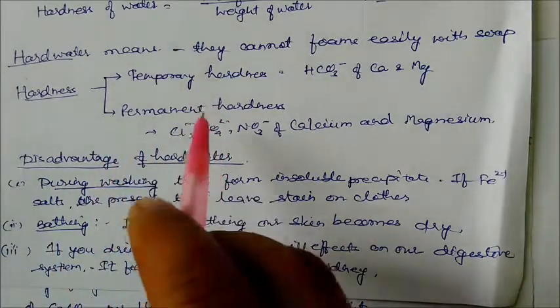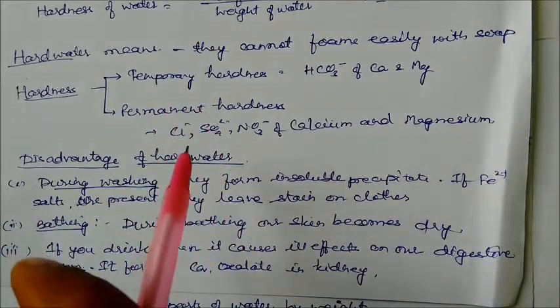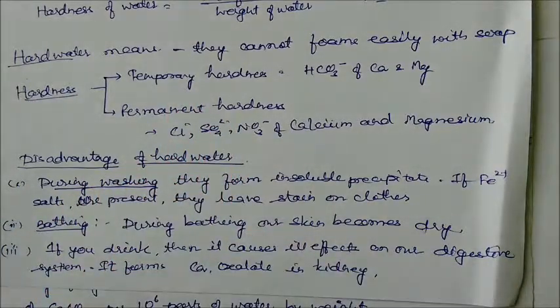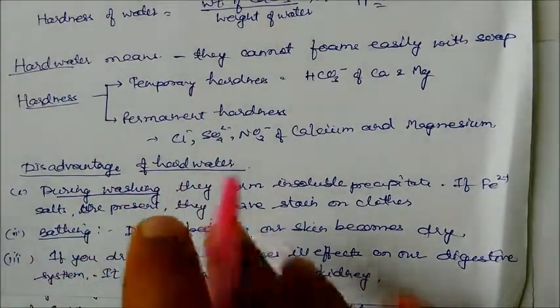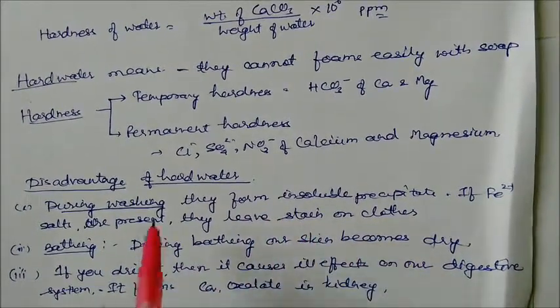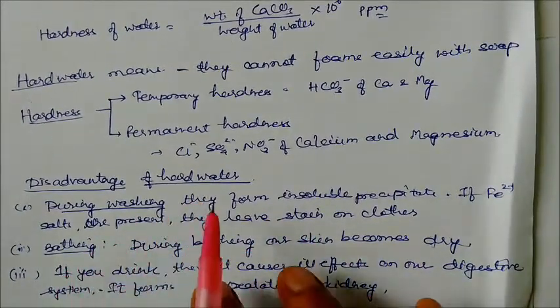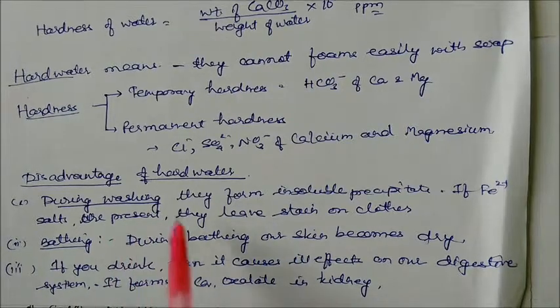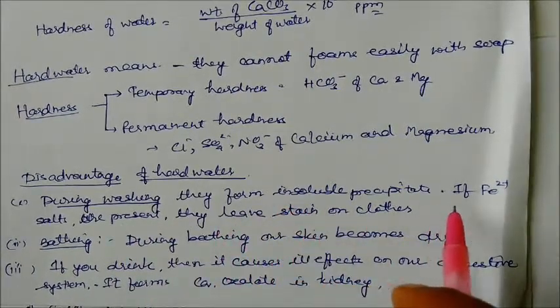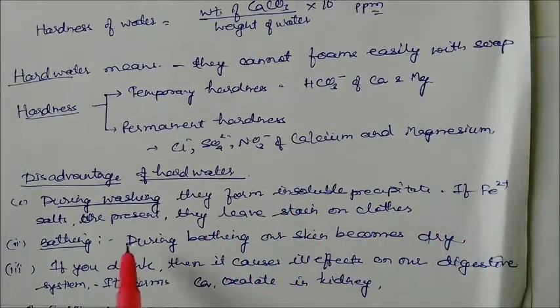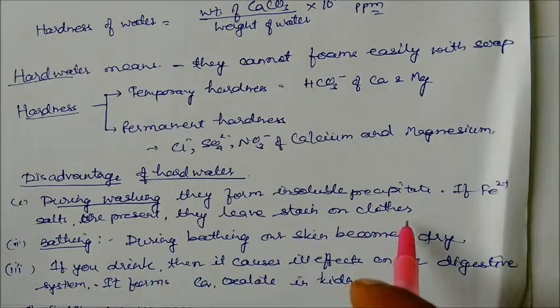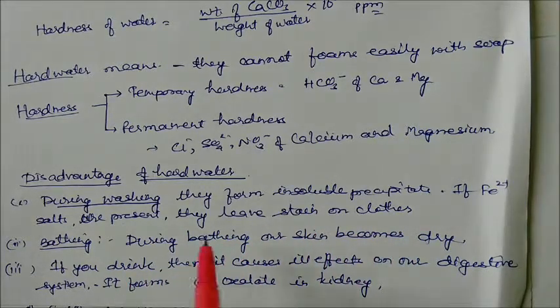So these two hardnesses, we will see how to convert this hard water into soft water, because this is very harmful. So what are the disadvantages of using hard water? If you use it for washing, it will form an insoluble precipitate with soap. If iron salts are also present, they will leave a stain on the clothes. So again the cloth becomes very dirty.